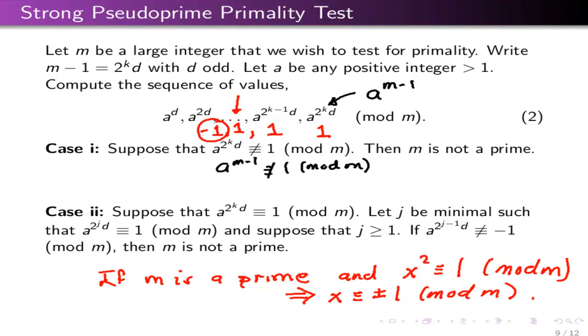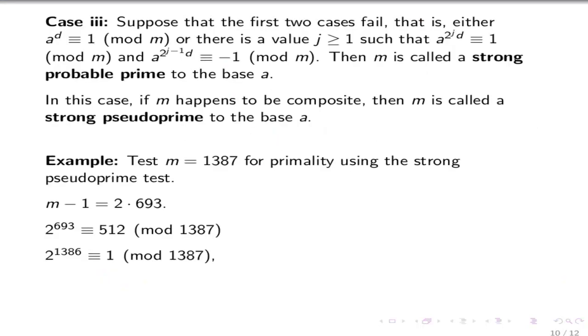Now if both cases fail, we're in case 3, that would mean that a to the d power is 1, or there is some value of j such that a to the 2 to the j times d is 1, but that the previous one is negative 1, then m is called a strong probable prime to the base a. So it's again behaving like a prime. In this case, if m happens to be a composite number, then we call m a strong pseudoprime to the base a.